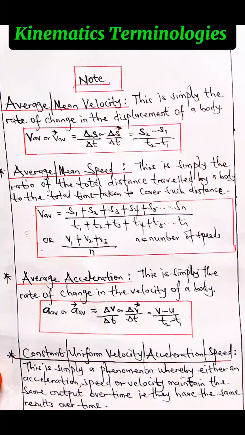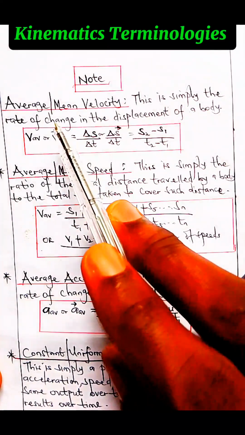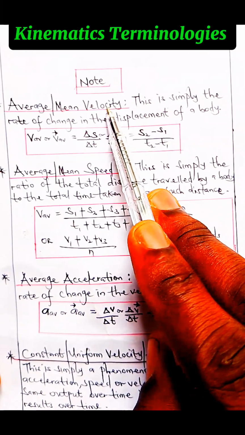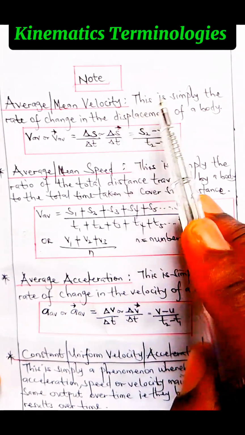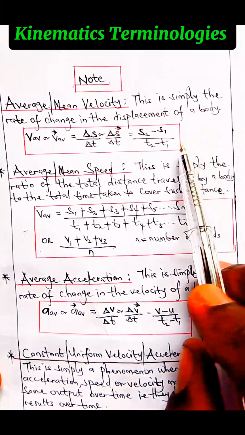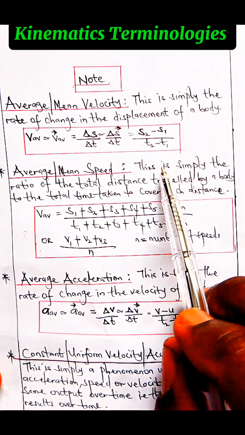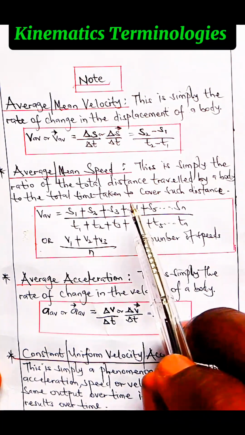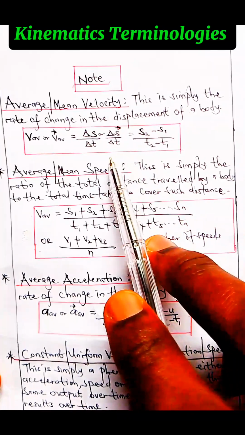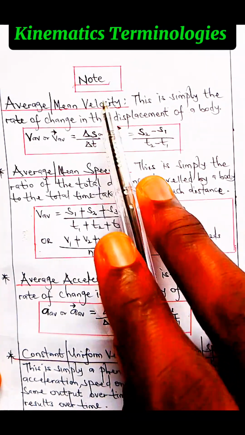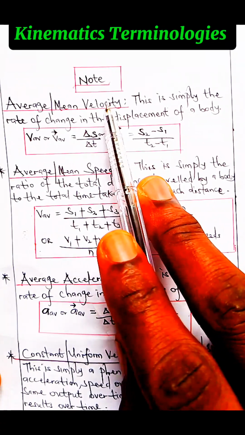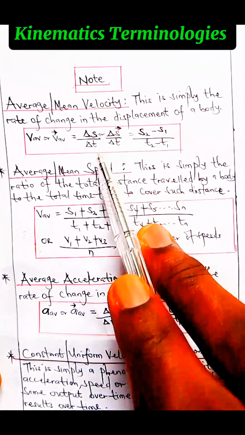Today, first we're going to be looking at what we call average or mean velocity. When we say average velocity or mean velocity, what does that mean? It is simply the rate of change in the displacement of a body. In mathematics we could call it mean velocity. Don't forget what I said in the previous exposition, that velocity is different from speed. Velocity is a vector quantity, while speed is a scalar quantity.